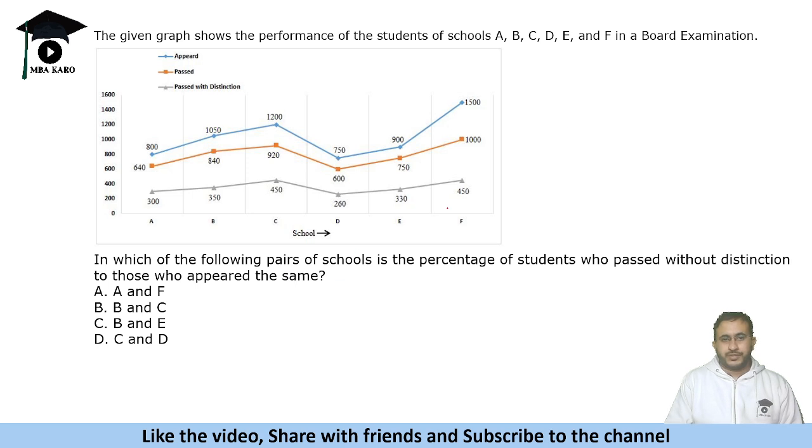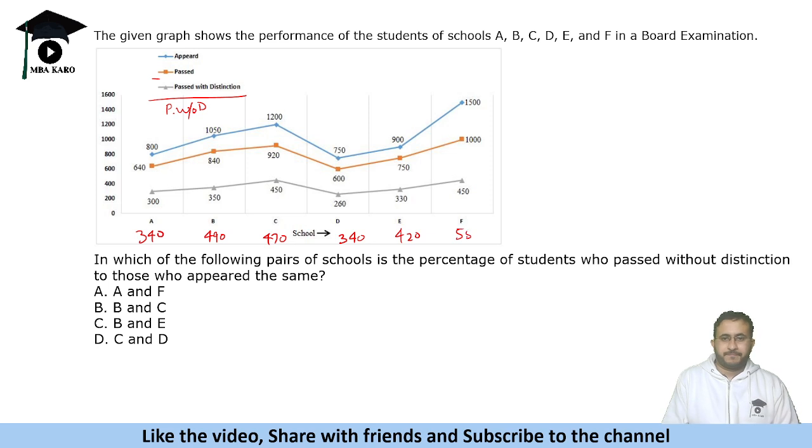So passed without distinction. So people will appear, some will pass, and rest pass minus passed with distinction gives passed without distinction. Okay, so passed without distinction. So we need to find for these people A, F, B, C, D. So I think we will have to find for all. So this is 340. This is 490. This should be 470, 340, and this is 420 and 550.